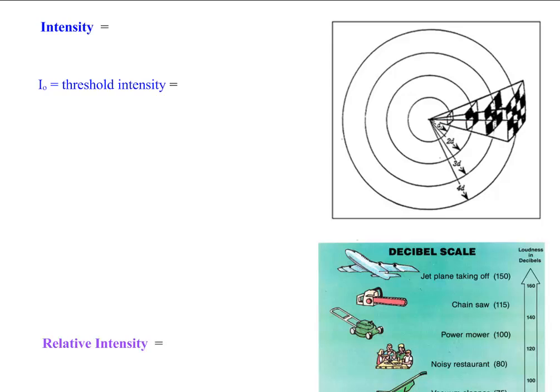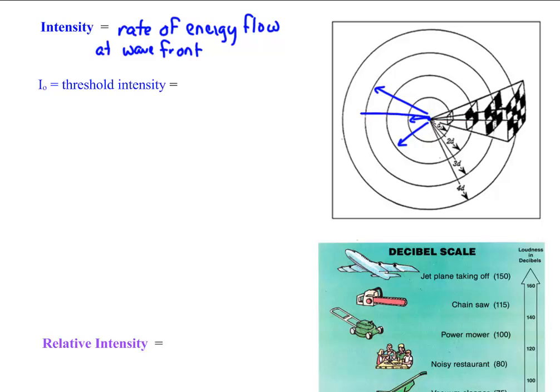The next thing we're going to take a look at is intensity. Intensity is the rate of energy flow at the wave front. So if we look at the diagram to the right, our sound source is right here in the middle, and as time goes on, our sound wave moves and the wavefront gets larger and larger as it moves away from the source.